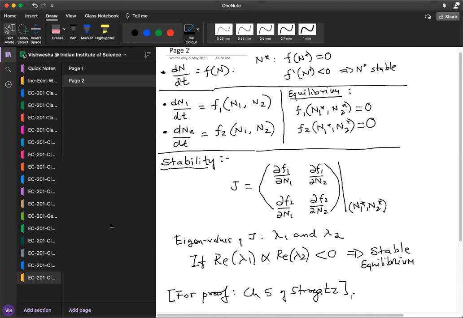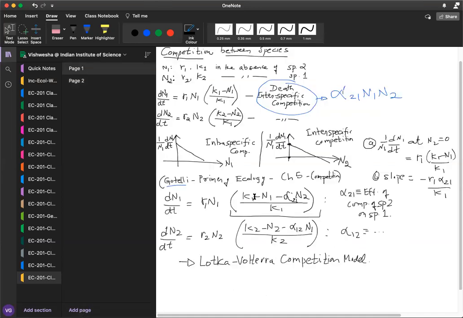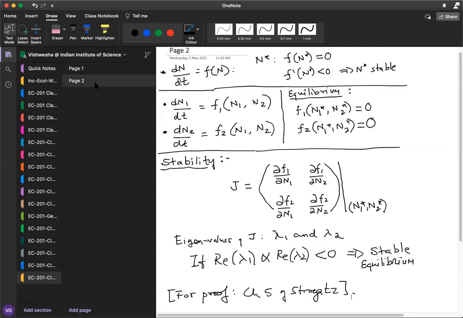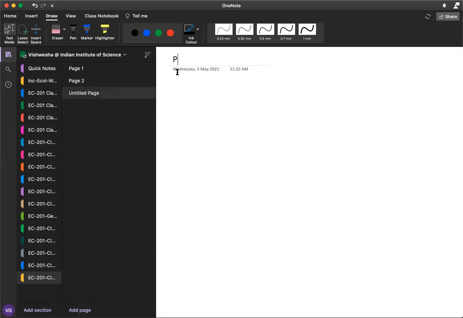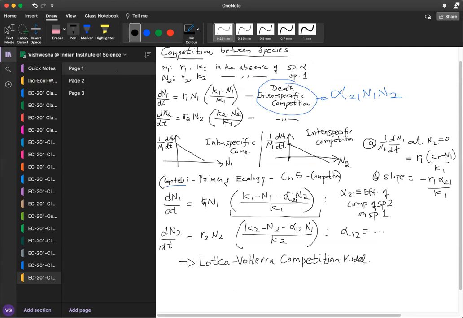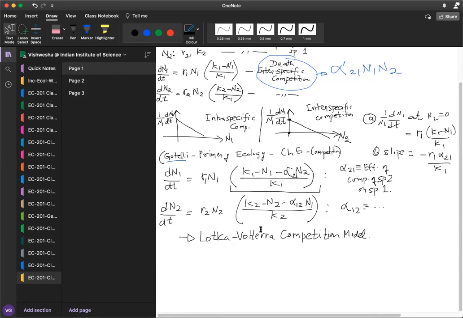Okay, so now let's apply these principles to the Lotka-Volterra competition model, except that we will not use this way of finding stability. We will do it entirely using the graphical methods. You remember the graphical methods we did for one species dynamics. We'll use the analogous method. So before we do, let's find out what the equilibrium is.